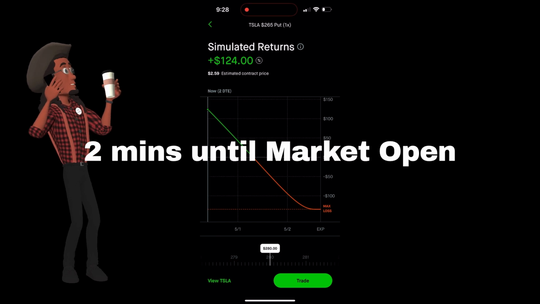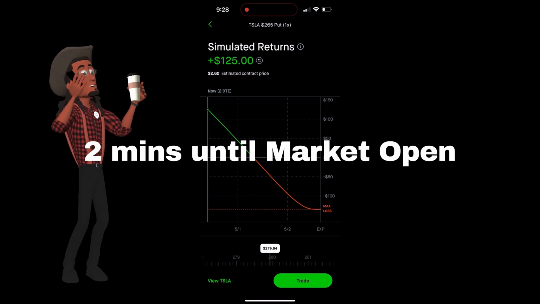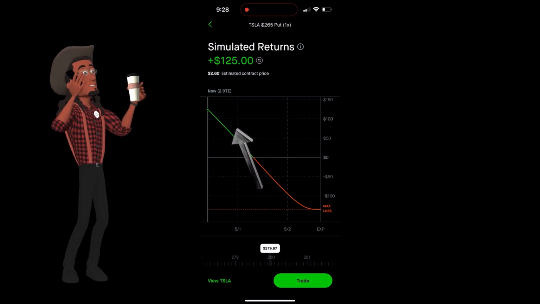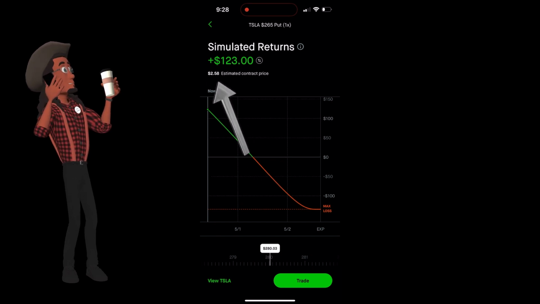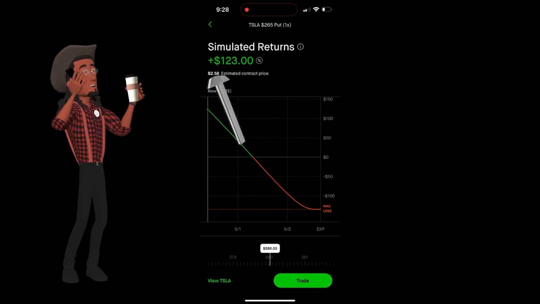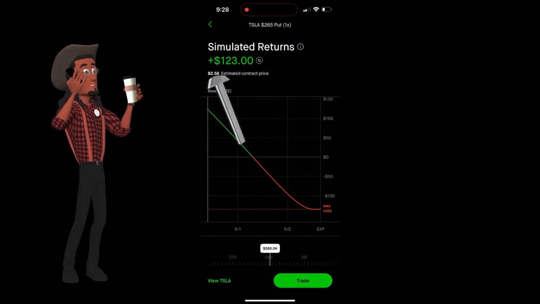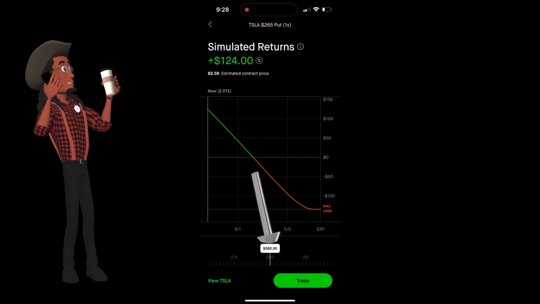All right, so fast forward to 2 minutes until the market opens. It's 9:28. I checked the simulated returns tab again. Now we're up to 260, the contract price. Okay, I bought it at $1.35. Now it's up to $2.58. We're up 123, and the price has dropped to 280.